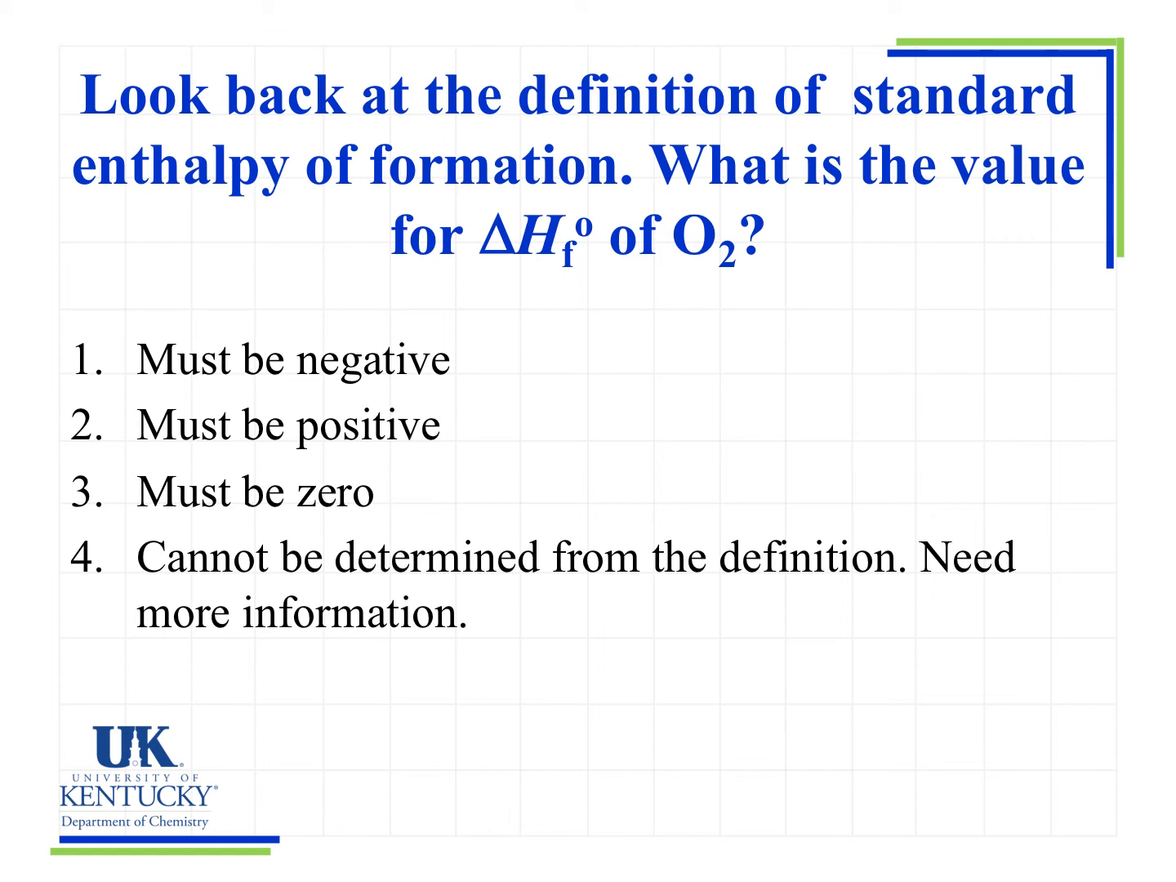So think about that. What is the value for the standard delta H of formation of O2? Well, if you want to make O2 from the elements in their standard state, what is the standard state for oxygen? It's O2, right? So do you see a change here? No, there's no change. Therefore, the delta H for this reaction, which is delta H of formation, equals 0 kilojoule per mole. So the answer is 3. It must be 0.